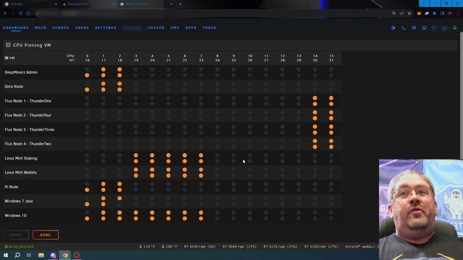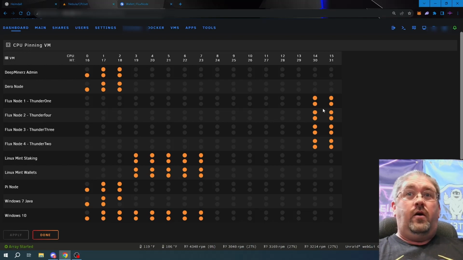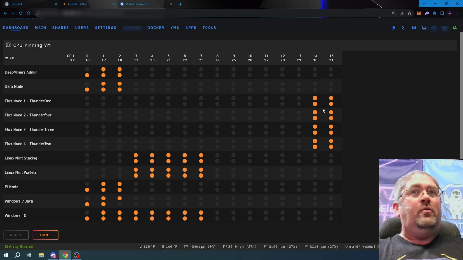So I know you can do this in Unraid. I don't know if you can do CPU pinning in Proxmox. You definitely don't think you can do it in ESXi. Tains has looked into it, and he hasn't found anything for it yet. So it's definitely something you can do in Unraid. Maybe FreeNAS has CPU pinning. I've never played with it.